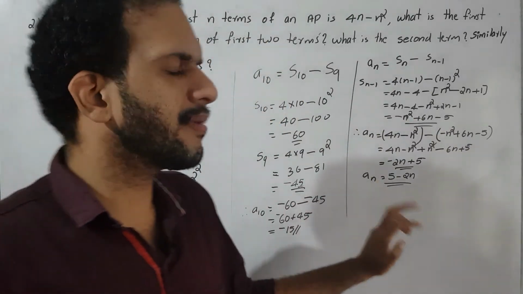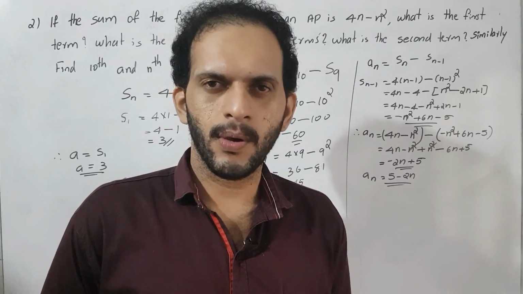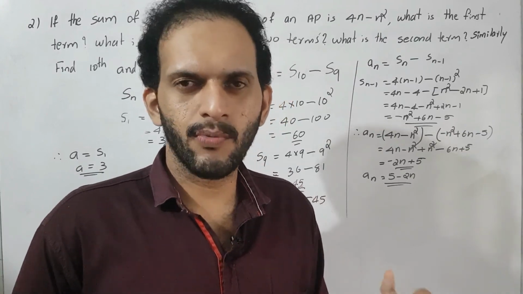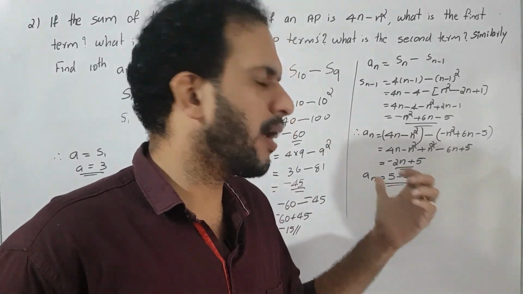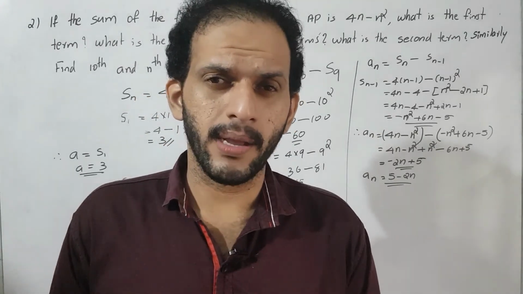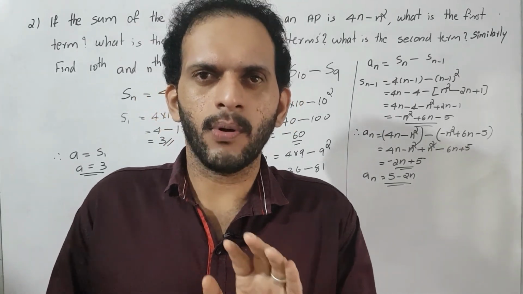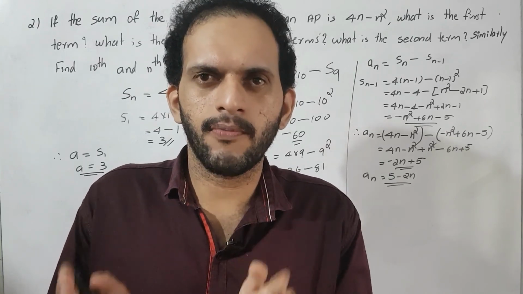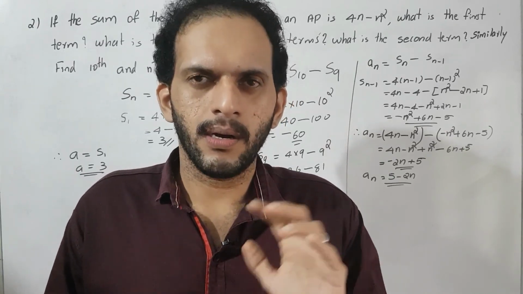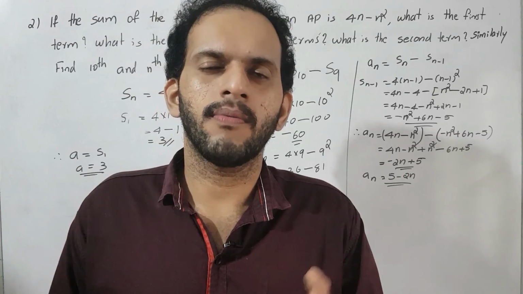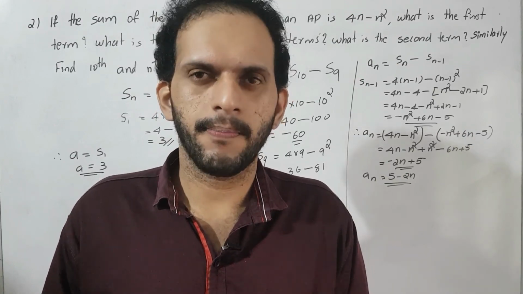Okay. So the general form of this AP, or the nth term of this AP, what is that? An is equal to 5 minus 2n. Okay. I think you got the idea about how to do the work based on the general form of the terms of an AP and the general form of the sum of the AP.